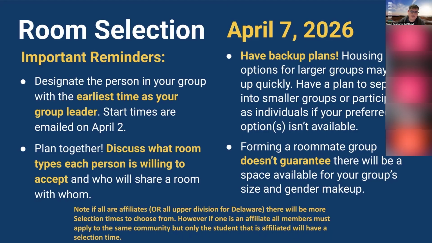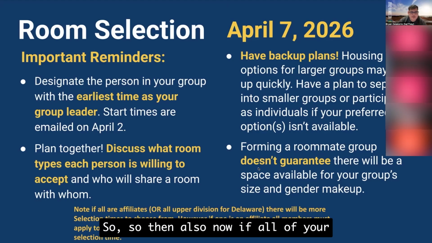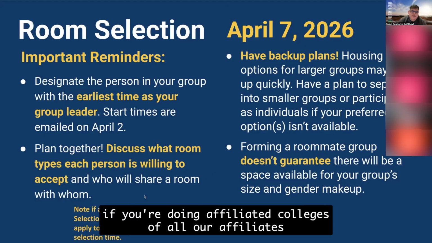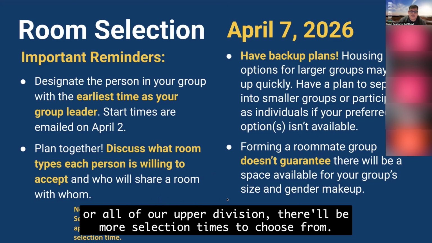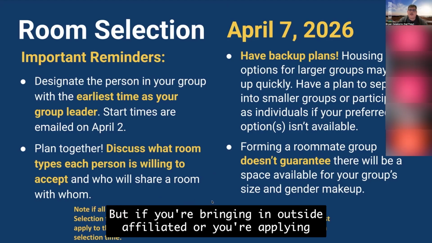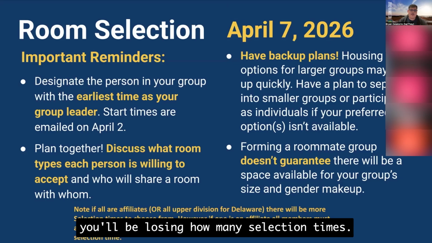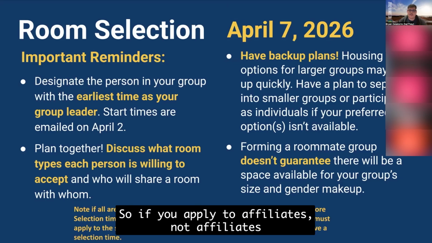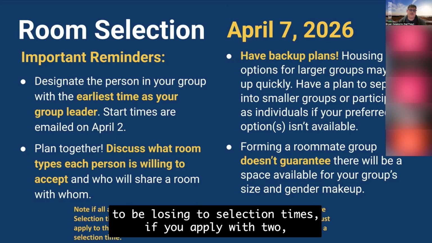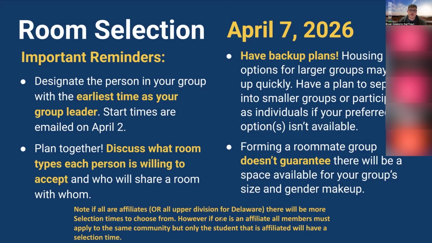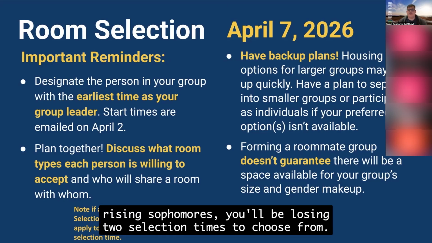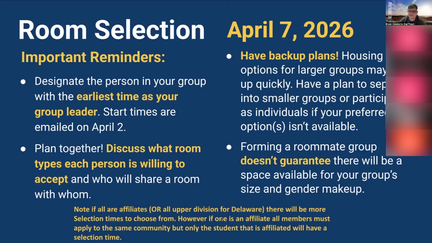A quick note: if you don't see any rooms at the time that you log in, that means all spaces that you were looking for to accommodate your group have been taken and you'll be moving on to the wait list. So, something else to know: if you're doing affiliated colleges, so if all your affiliates or all your upper division, there'll be more selection times to choose from. But if you're bringing in outside affiliates or you're applying with a sophomore for Delaware, you'll be losing selection times. So if you apply with 2 non-affiliates, you'll be losing 2 selection times. If you apply with 2 rising sophomores, you'll be losing 2 selection times to choose from.